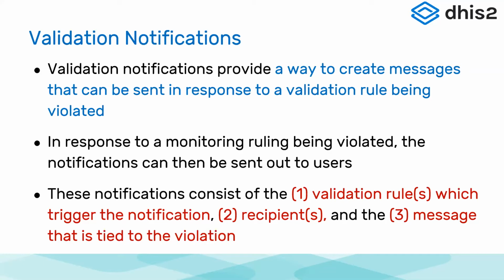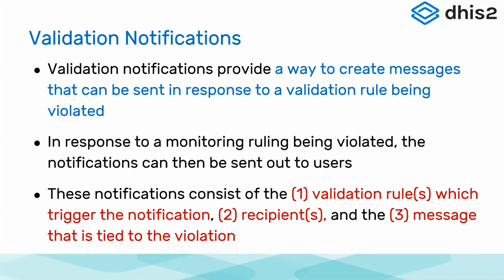When you run a group of validation rules, if there are validation rule violations, you can generate a message and send it to the users. That message, which is sent to a predefined user once a validation rule has failed, is called a validation notification.